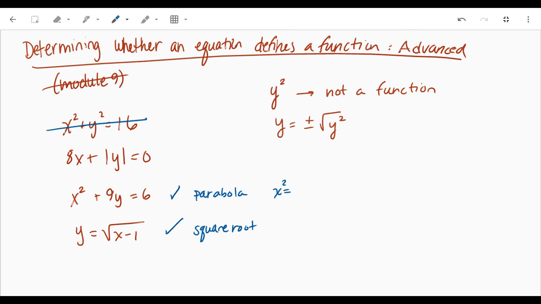I'm sorry. We could solve it for y and you would probably recognize it better. But the fact that there's a y and an x squared. So we could rewrite it as 9y equals 6 minus x squared. Divide by 9. 6 ninths minus 1 ninth x squared. That's a parabola. Okay. Then your last tricky one is that absolute value one.